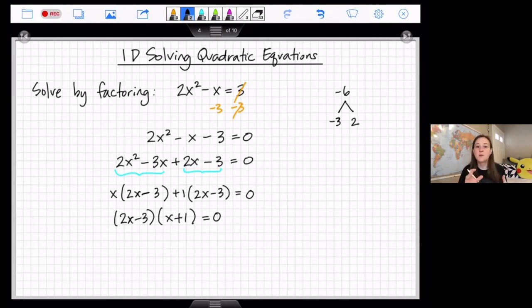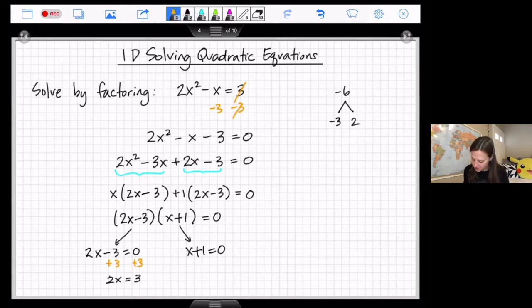But in the end, we end up with two factors multiplying to give us 0, which we make use of the zero product property, set both little linear factors equal to 0. So 2x minus 3 equals 0, and x plus 1 equals 0. And then those are pretty easy to solve, just linear equations. I'm going to add 3 to both sides. Get 2x equals 3, and then divide by 2. And I get that x is equal to 3/2.